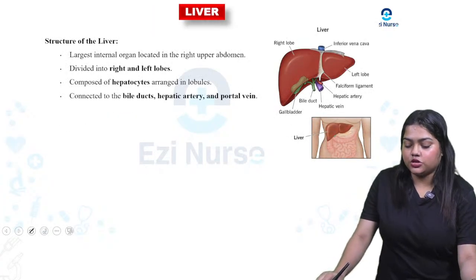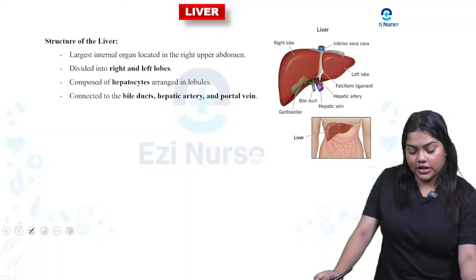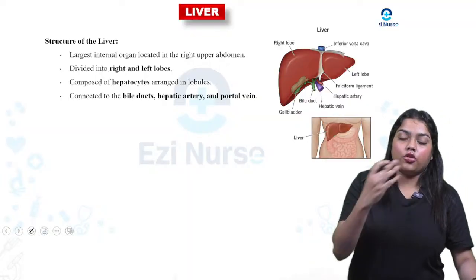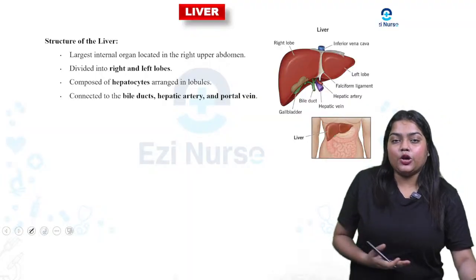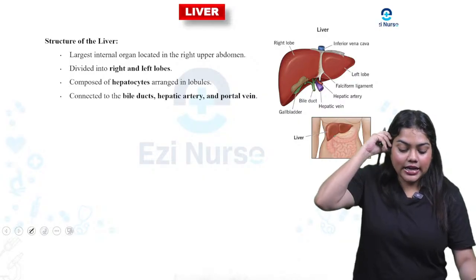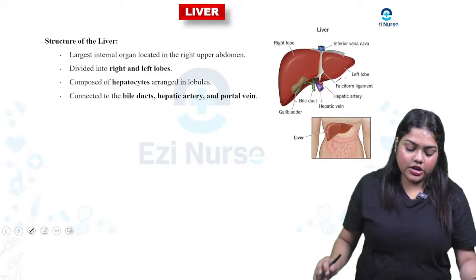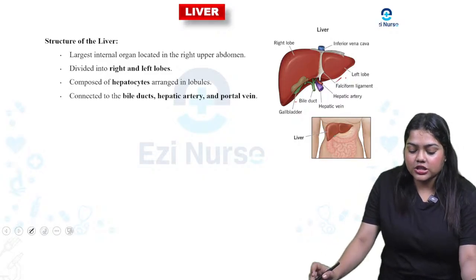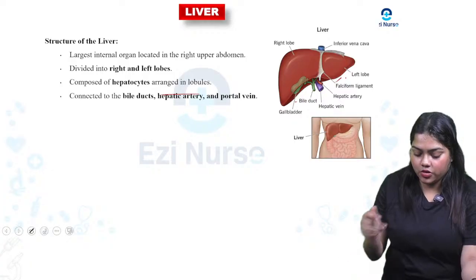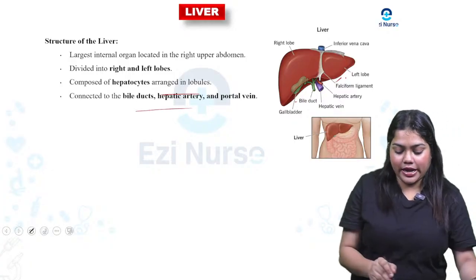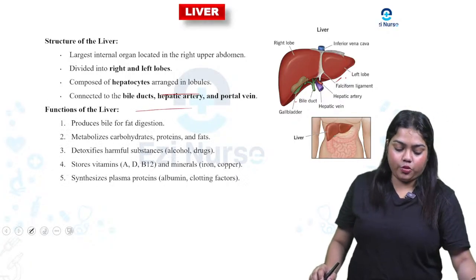Now come to the liver. So what is the liver? The liver is the largest internal organ of our body, located in the upper right abdomen. It is divided into right and left lobes, and composed of hepatocytes arranged in lobules. It is connected to the bile ducts, hepatic artery and portal vein.